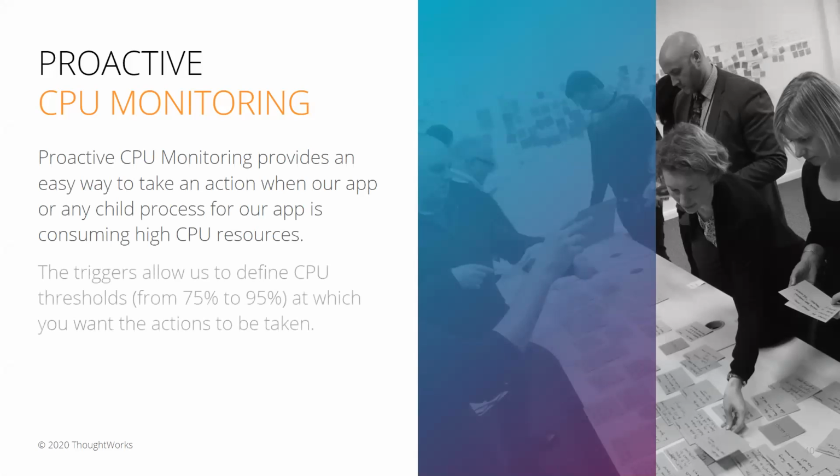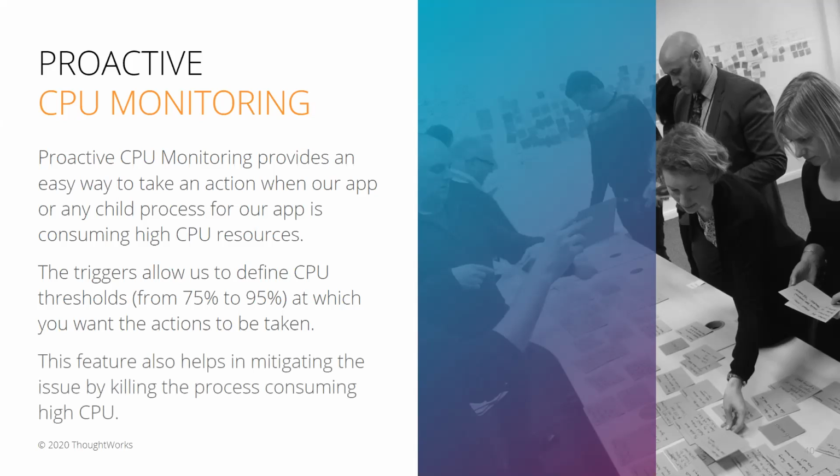As its name suggests, there are triggers given to us. There we can define the CPU threshold ranging from 75% to 95%, at which we can take the necessary actions. This feature also helps in mitigating the issue by killing the process consuming high CPU. The same thing that we did with auto healing can be done with proactive CPU monitoring, where based on the threshold you can restart a process.